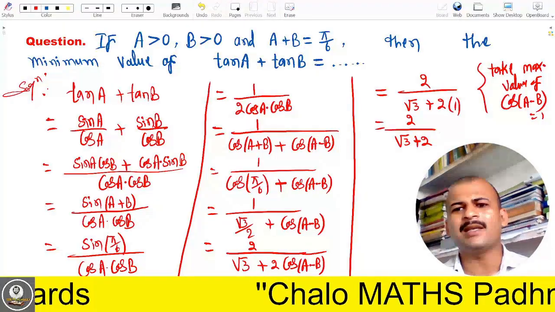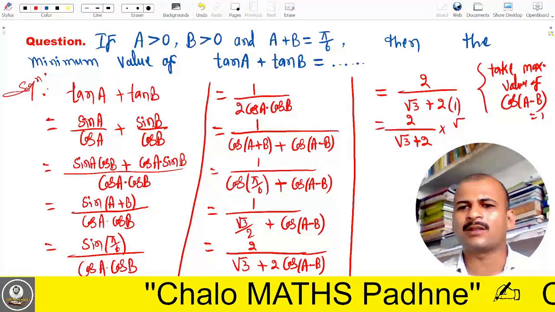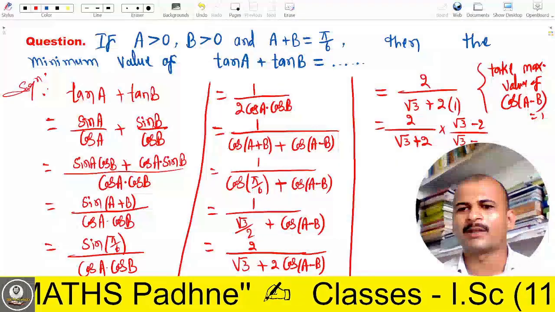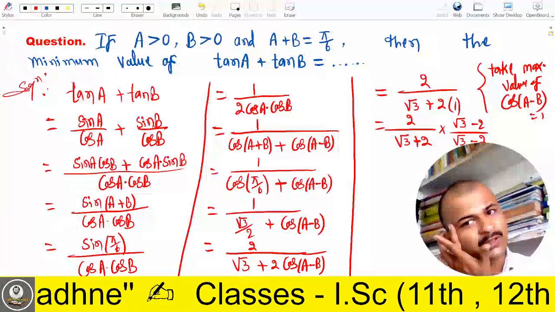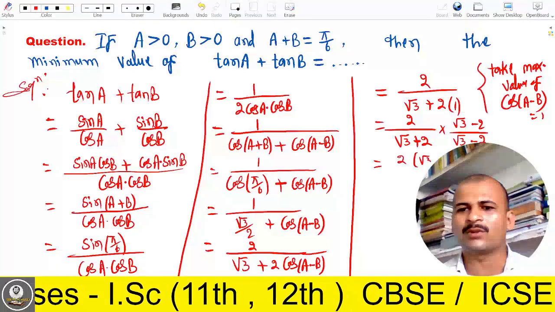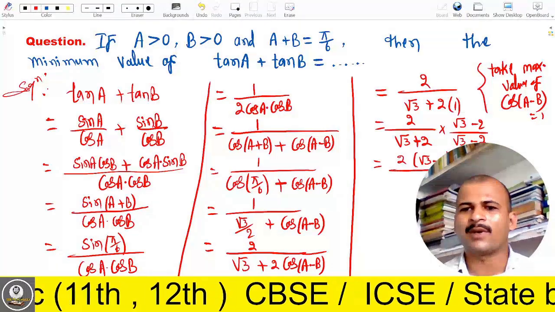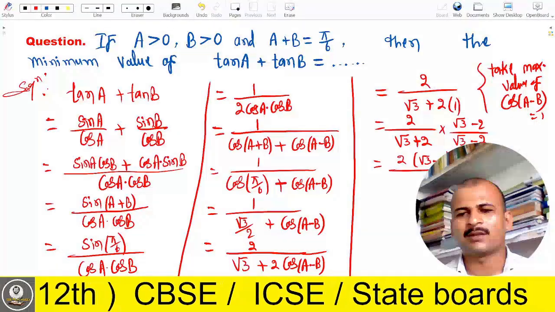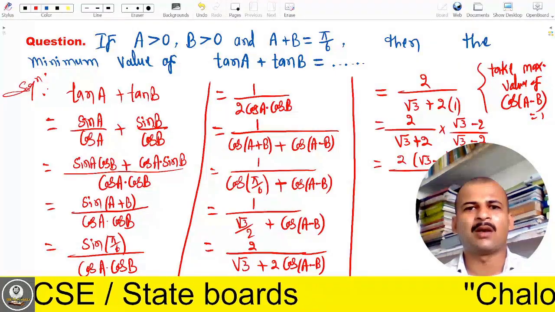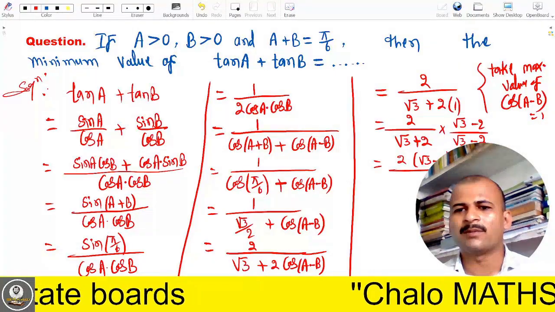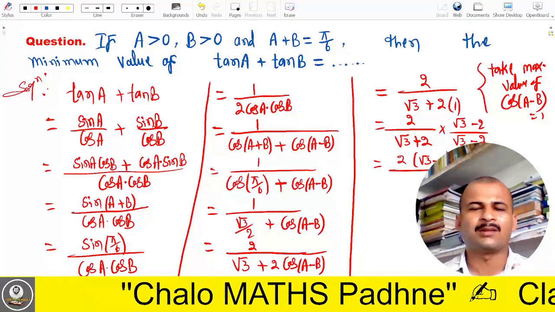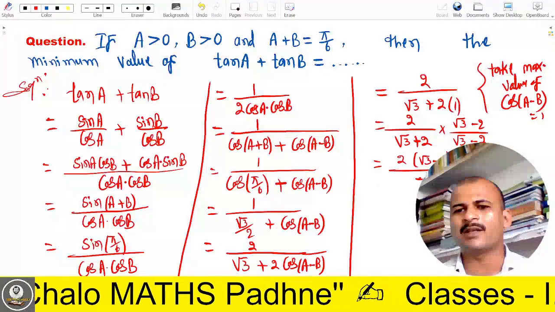Now we rationalize the denominator. We multiply by root 3 minus 2 in the numerator and denominator, and we get 2 times (root 3 minus 2) divided by (root 3 plus 2) into (root 3 minus 2), which gives us root 3 squared, which is 3, minus 2 squared, which is 4. 3 minus 4 equals minus 1.